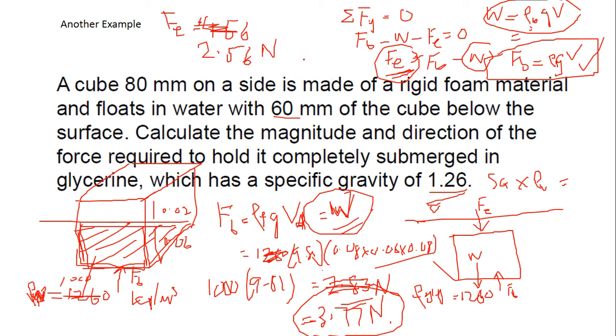Betul. I just trust your calculation lah. Okay, so your assumption tadi FB ke bawah ke atas? Bawah. So that means correct lah. So the direction is downward and the magnitude is 2.56 Newton. Betul tak?